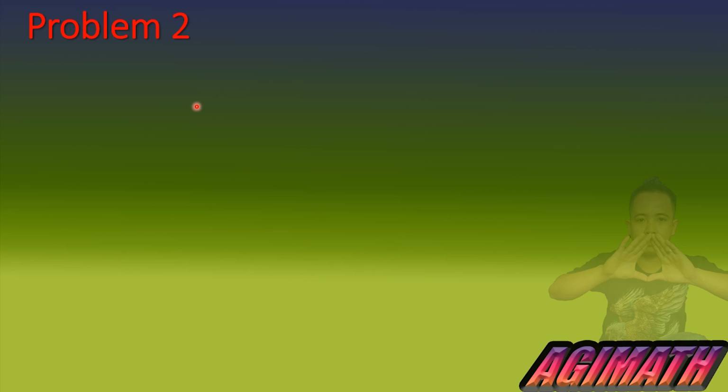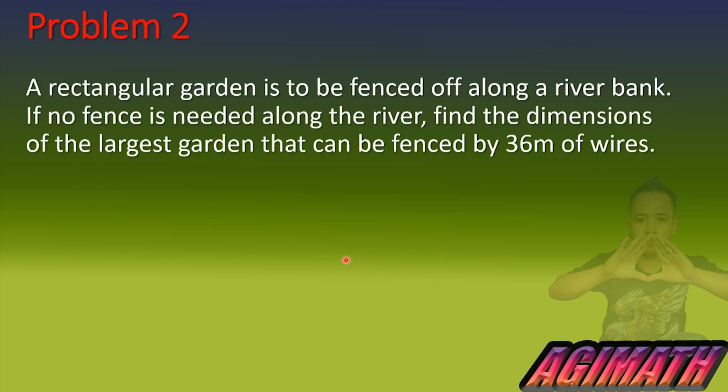Let's have the second problem. A rectangular garden is to be fenced off along a riverbank. If no fence is needed along the river, find the dimensions of the largest garden that can be fenced by 36 meters of wires. So for this second problem, do not be tempted to use the shortcut because it's a different problem. So if you are going to look at what is asked, again, it's dimensions and then the largest garden.